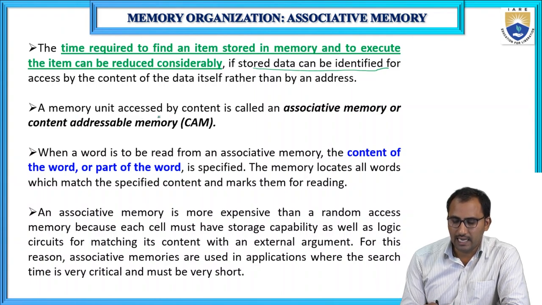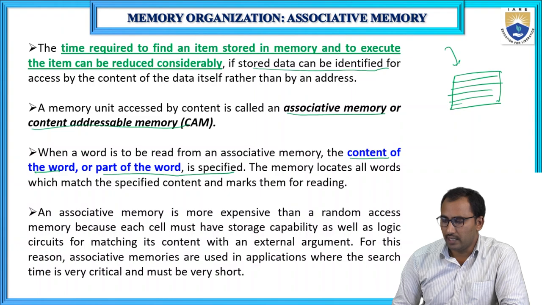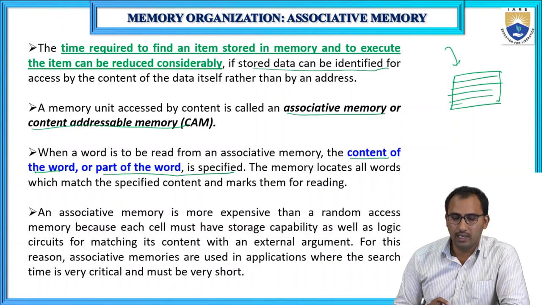The memory unit accessed by content is called associative memory or content addressable memory, CAM. When a word is to be read from associative memory, the content of the word or part of the word is specified. So when you are going to search for any word, we need to specify the entire word or part of the word, so that it will be compared with all the words stored in the associative memory. The memory locates all words which match the specified content and marks them for reading.